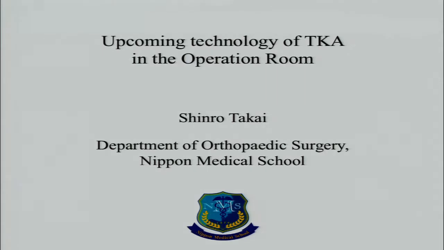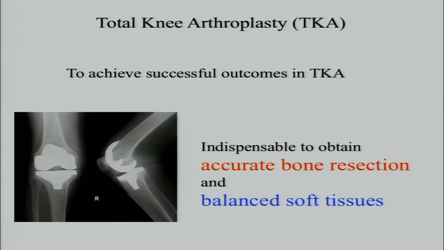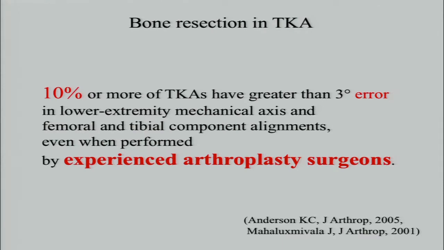Anyway, today I'm going to talk about the upcoming technology of TKA in the operation room. For successful TKA, it is indispensable to obtain accurate bone resection and well-balanced soft tissue. However, it is reported that more than 10% of TKA show outliers, even when performed by experienced surgeons.